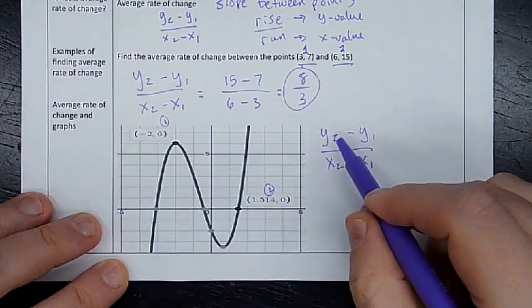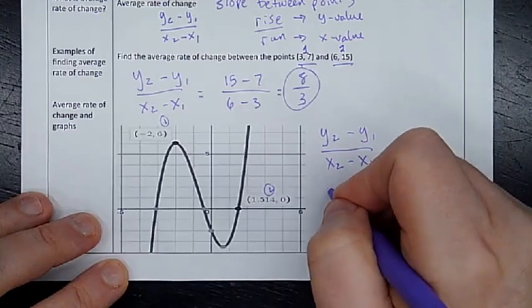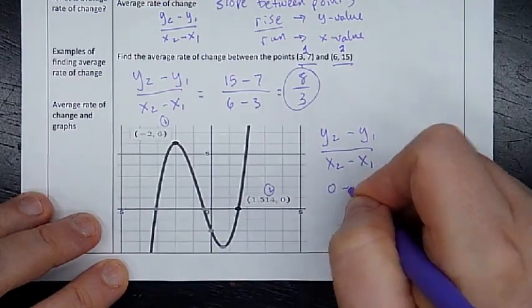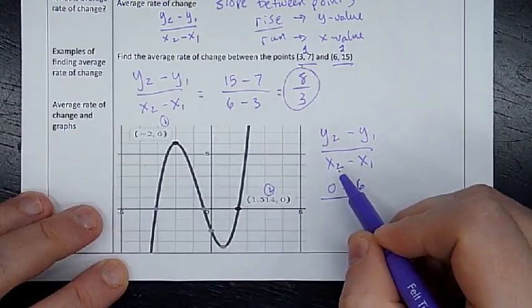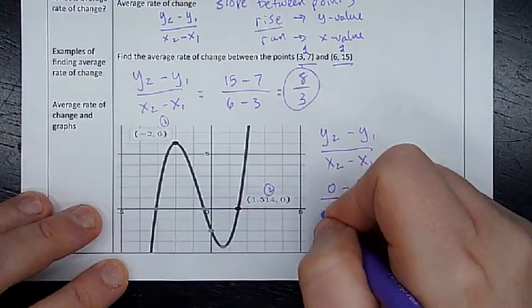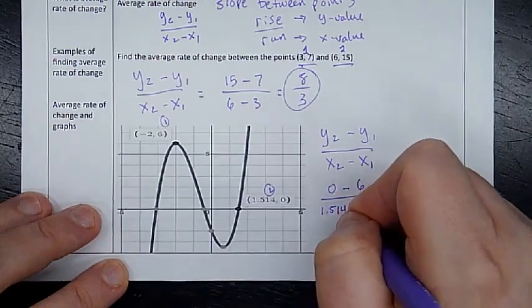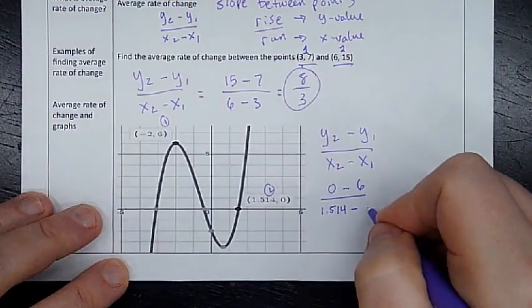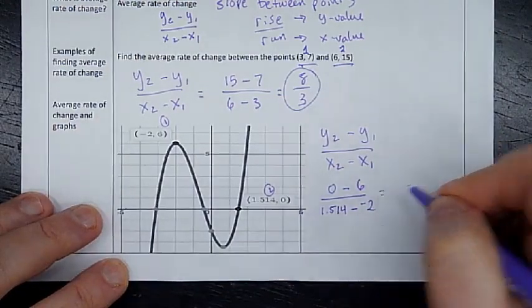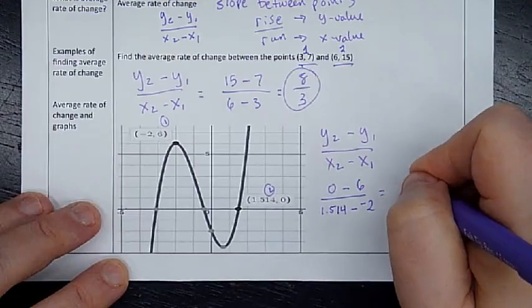Y2 is 0 minus y1, which is 6. X2 is 1.514 minus x1, which is negative 2. So 0 minus 6 is negative 6.